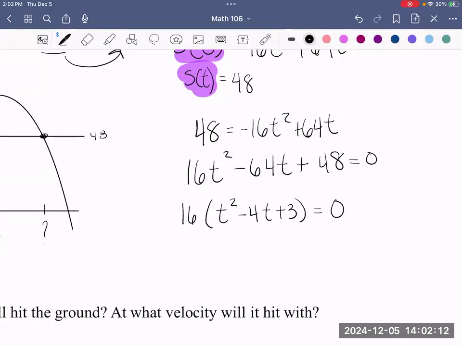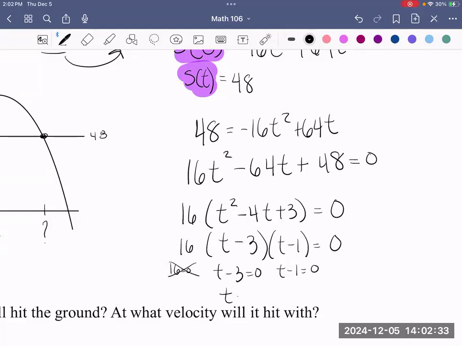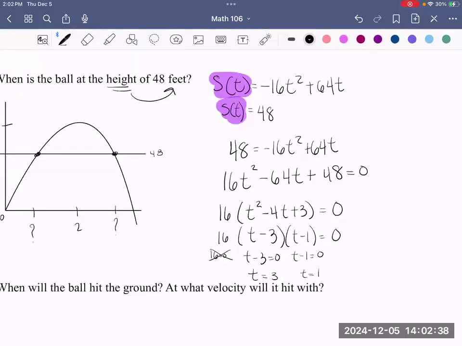Now we can go ahead and factor if we'd like. Let's see, factors of 3, so that's negative 3 and a negative 1. Set them both equal to 0. You can ignore the 16 because we didn't take out a t, a variable with it. Even if we did, 16 equal to 0 doesn't make any sense. So at t is 1 and t is 3, we're at 48 feet.